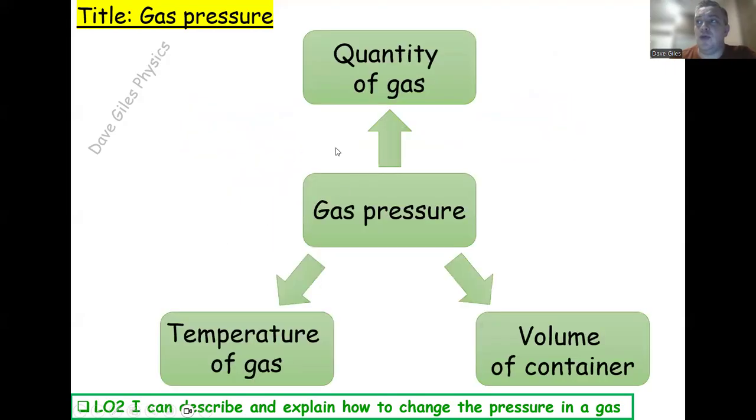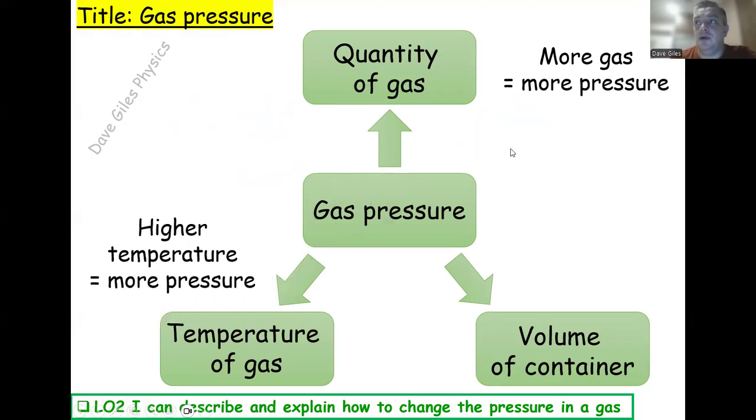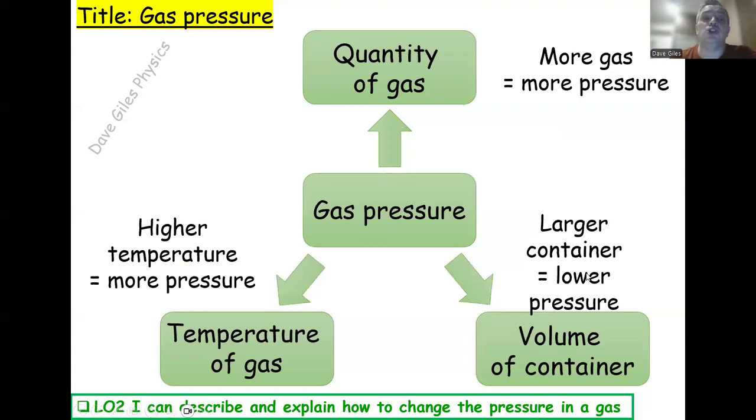So just to summarize, if I've got more gas, I've got more pressure. As the temperature of the gas is bigger, I've got more pressure. And if I make the volume bigger, that reduces the pressure.